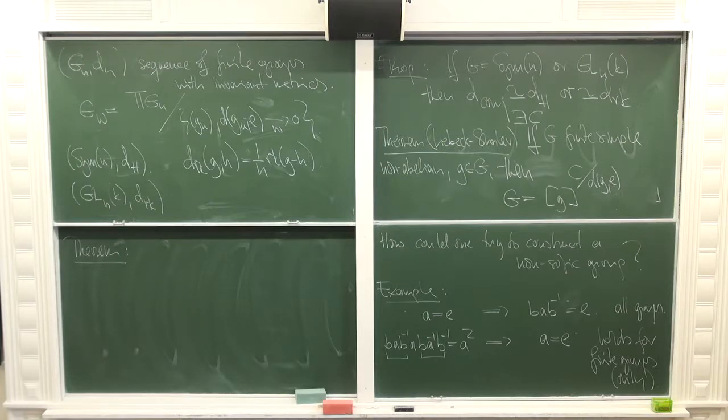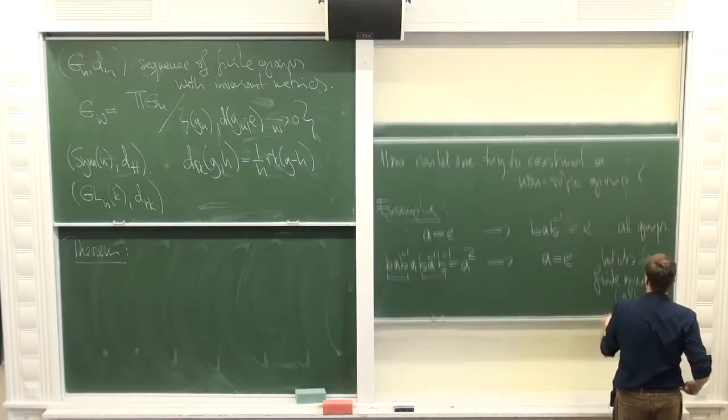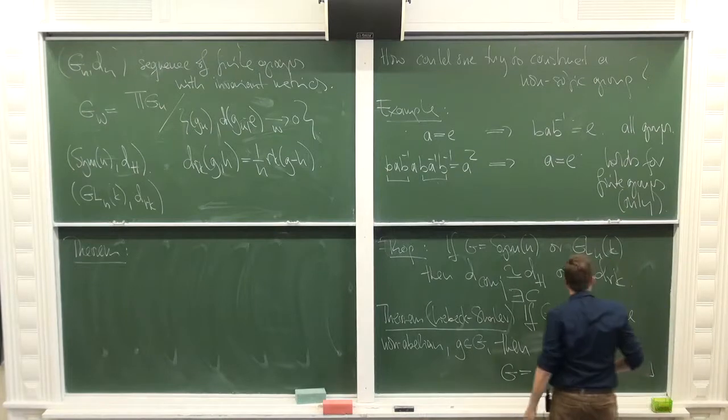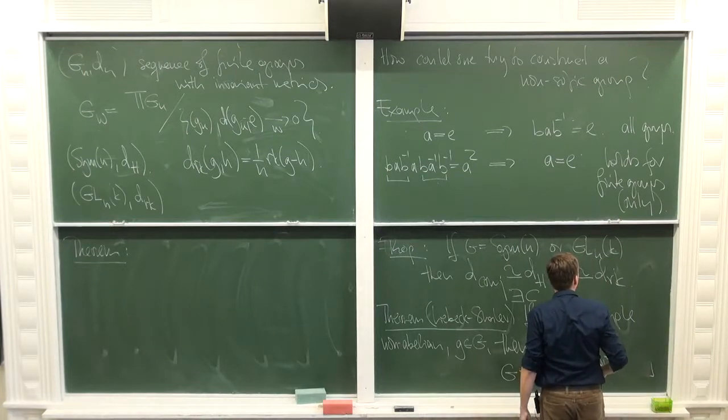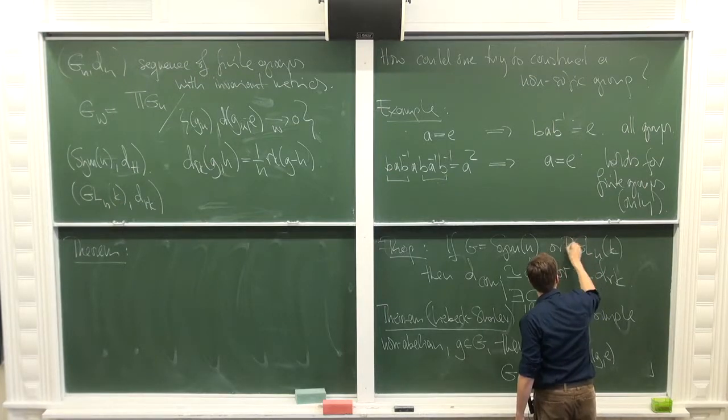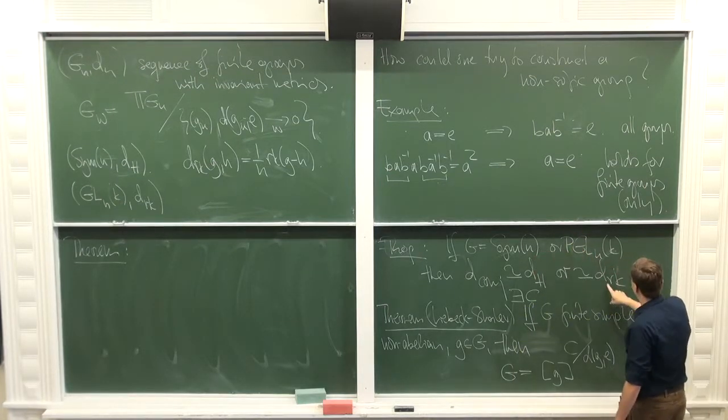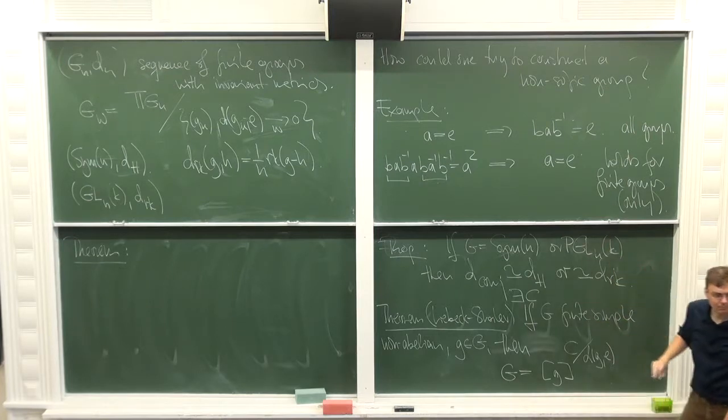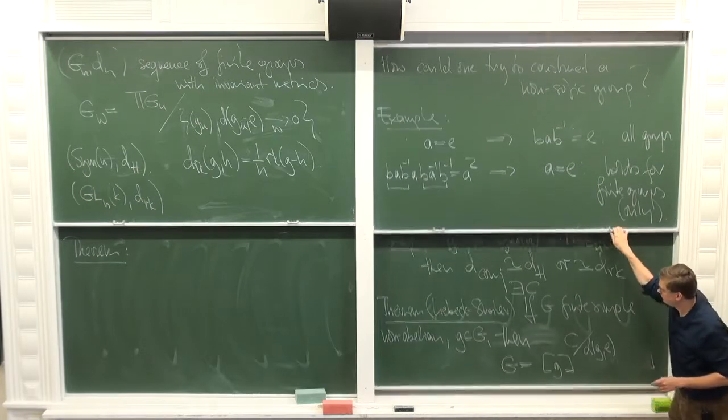That's true. Okay, so I have to modify this a little bit. I have to take some subgroup without center. So let's say you take PGL and you take the metric on the quotient. That's not exactly true what I wrote here. Here you have to take basically the quotient metric on PGL_N.